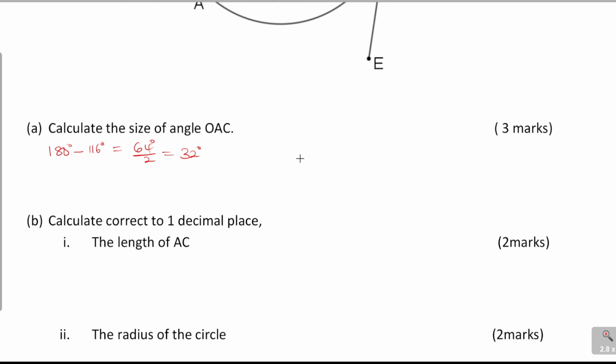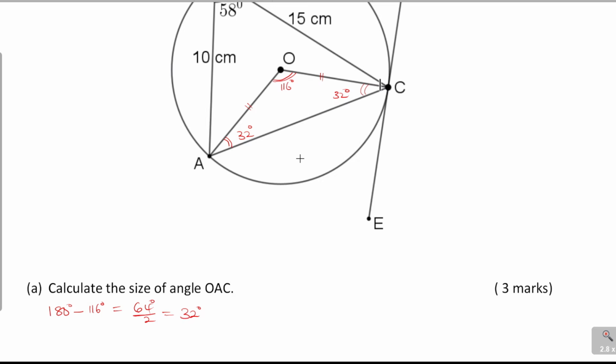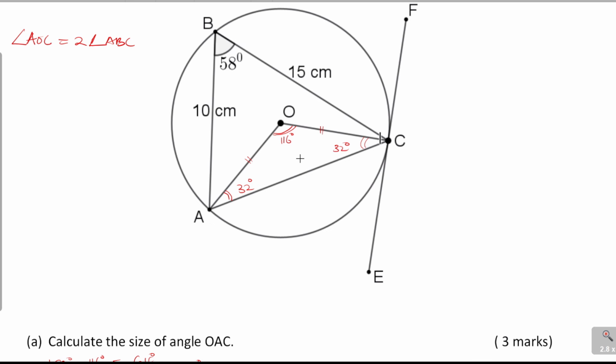Part B, calculate correct to one decimal place the length of AC. The length of AC. So look at AC, and I want you to look at triangle ABC. In triangle ABC, you have two sides that are given. Side AB is 10, side BC is 15, and then there is an angle between them that is 58. So definitely here you're going to use the cosine rule.